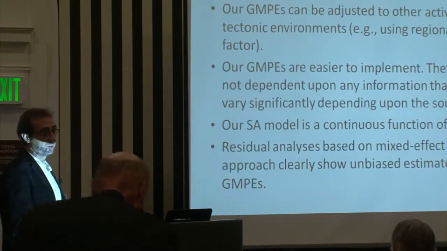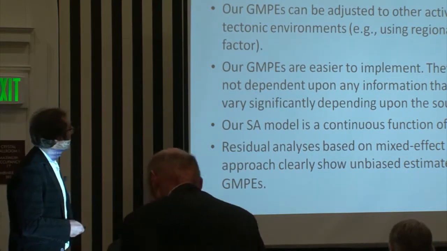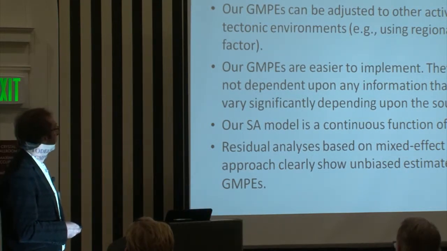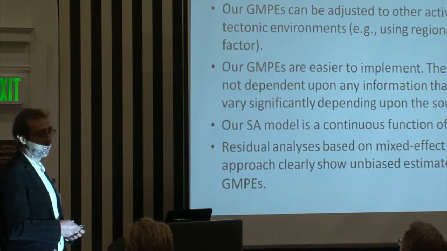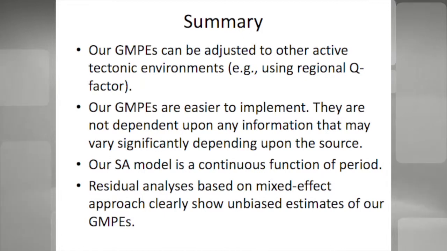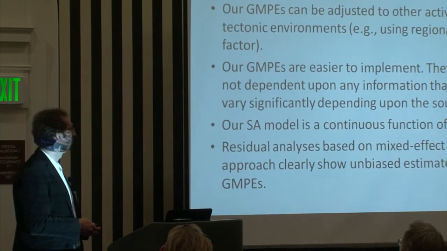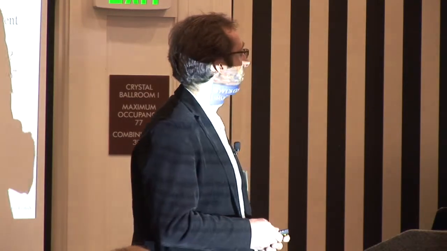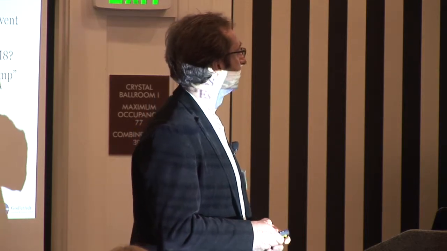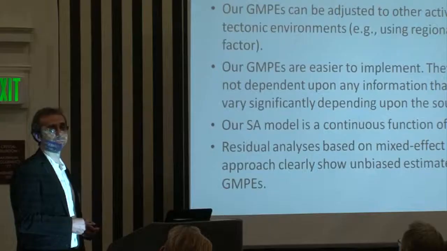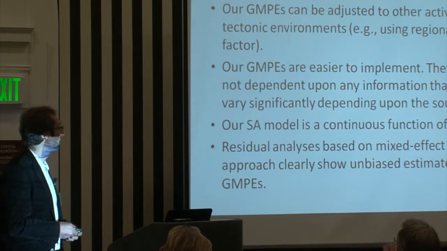In summary, to wrap up our presentation that Vladimir started, our ground motion prediction equation can be adjusted to other regions. We have now included a Q factor to compensate for that. Our model is not multi-page long equations. They are very simple. Our spectral acceleration is a function of spectral period, so it's a smooth function. We didn't do any smoothing on any of our coefficients, so it has a minimum number of coefficients as well as independent parameters to be used.